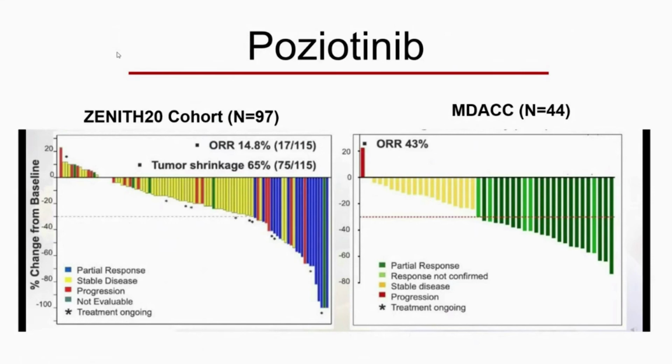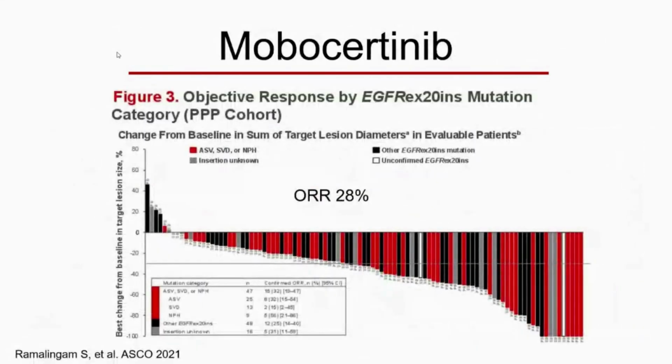Go to the next slide. Another agent, mobocertinib, aka TAK-788. So many of these drugs, when they're first being developed, they just have a few letters and numbers, and then they graduate to having a name. So mobocertinib has graduated so that it has a name now, and I think people are hopeful that this agent will soon be FDA approved.